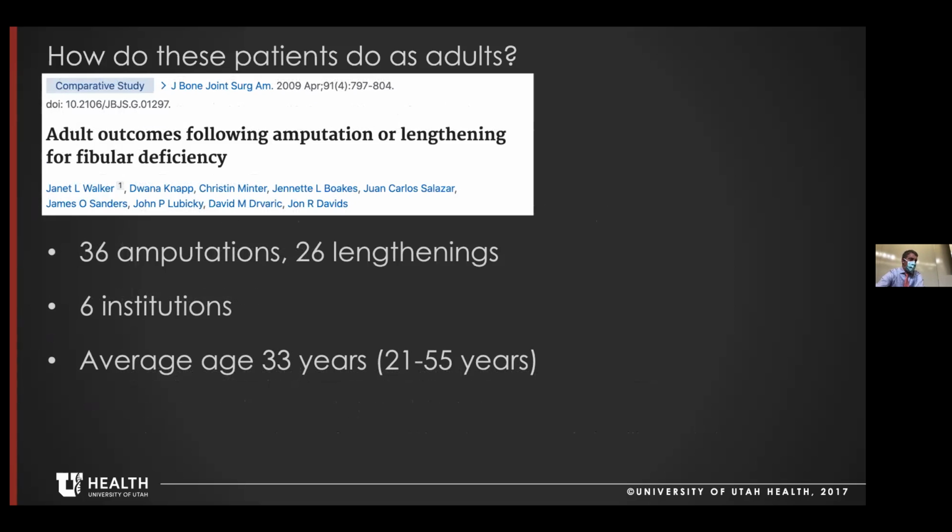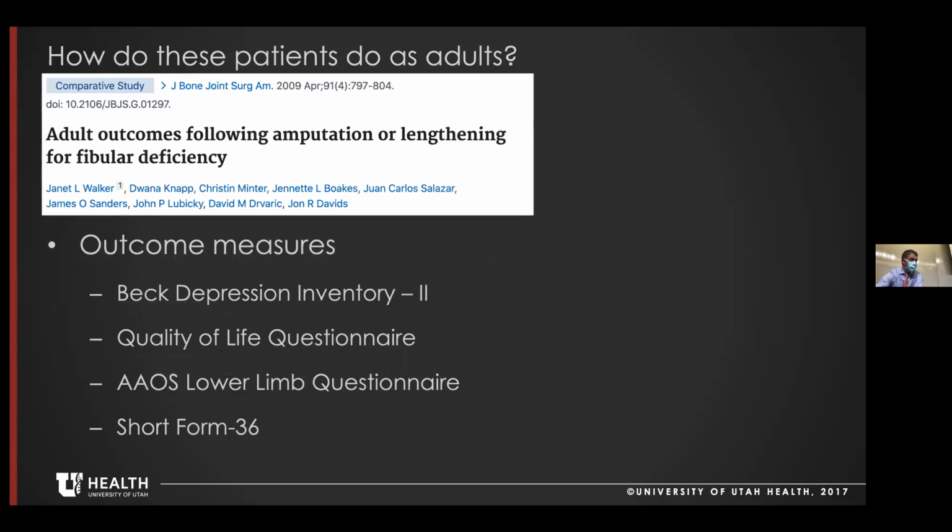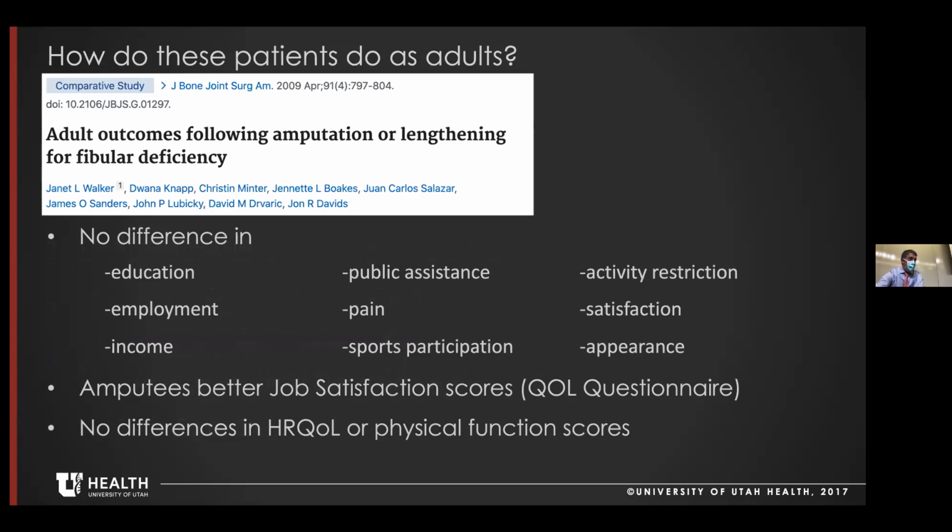Finally, in this largest cohort study, they compared 36 amputations with 26 lengthenings for fibular hemimelia, collecting patients from 6 institutions and evaluating them at 21 to 55 years of age. These are their outcome measures. They found no difference in self-reported education, employment, income, pain, sports and activity level, and satisfaction or appearance. The amputees did have better scores in the job satisfaction section of the quality of life questionnaire, but no difference in health-related quality of life or physical function scores.